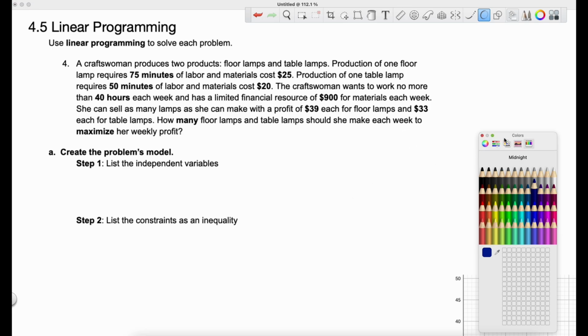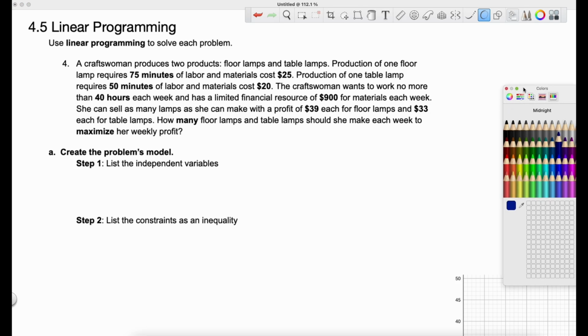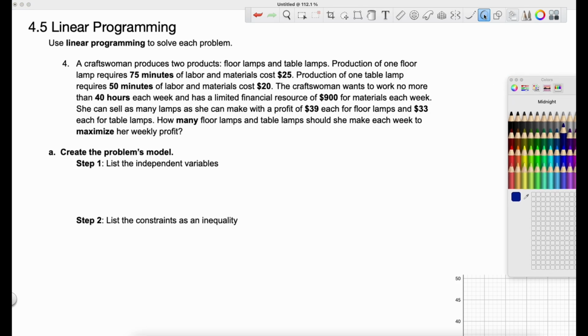Well, this is very similar to the other example problem we did, example 1. So I encourage you to use that as a model. That's why we do examples, so you can go back and use it as a guide. This one's very similar. So what are the independent variables here?